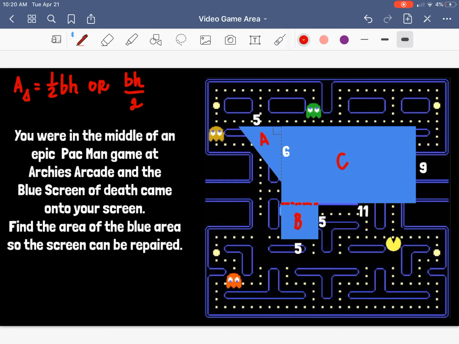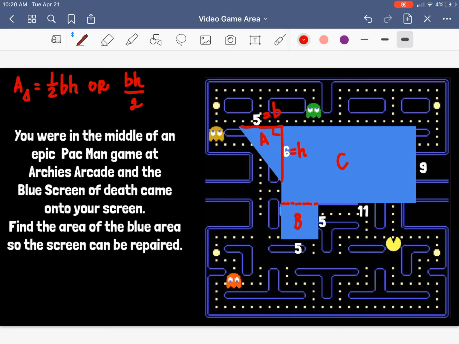Well, to find the base and the height, first look for your right angle. And then look for the two side lengths that make that right angle. We see that 5 and 6 make that right angle. So for this triangle A, 5 is your base and 6 is your height. So you will substitute that into your formula to get your area for triangle A.